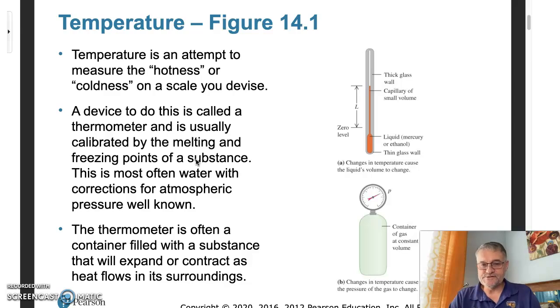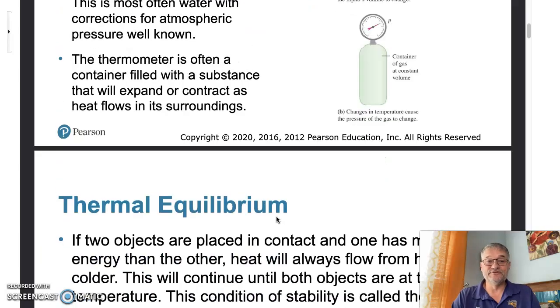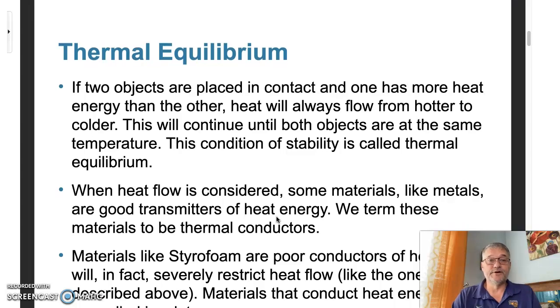There are different ways to measure it. You have liquid mercury or ethanol in a thermometer. You have pressure of a contained volume of fluid, which will be consistent. Those things can be used to determine temperature.